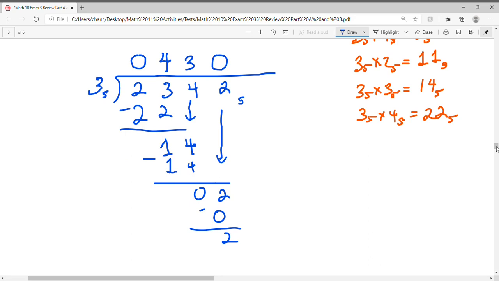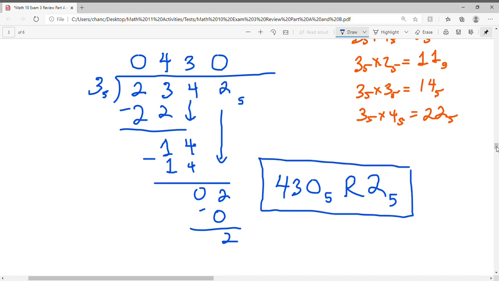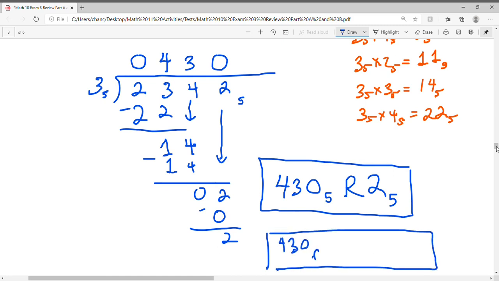So let's make sure we write our answer correctly. Our answer is 430 base 5, with a remainder of 2 base 5. Or you could write your answer like this. It's the same thing. 430 base 5, remainder 2 base 5. This is equivalent, so don't worry about it if you use a different notation than I do.